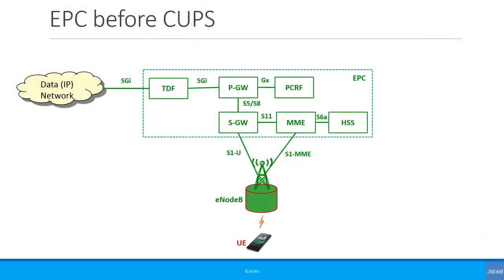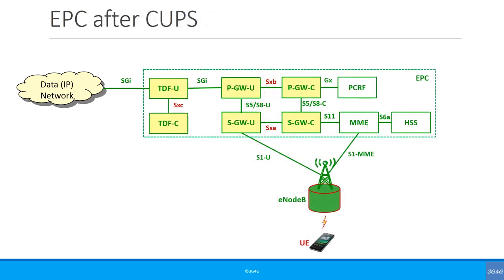It may also be worthwhile checking out the presentation on control and user plane separation of EPC nodes, also known as CUPS. In that video, I explained that in legacy EPC architecture, some of the nodes do the control plane and user plane functions. So TDF, P gateway and S gateway do control and user plane functions. As part of CUPS architecture, they have all been separated into control and user plane functionality.